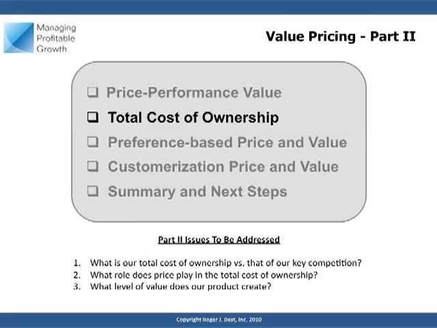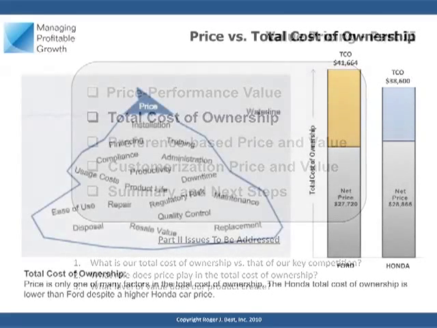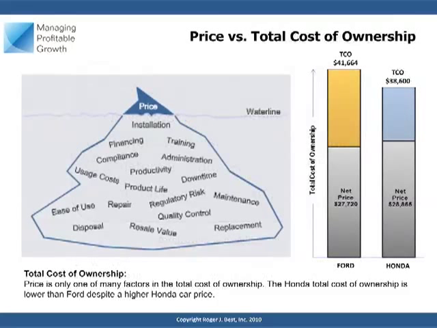In Part 2, we'll examine the total cost of ownership and how to address value pricing based on a product's price and total cost of ownership. While customers look at price as the most significant cost of purchase, there are many other ownership costs that can impact the total cost of ownership over a product's useful life.